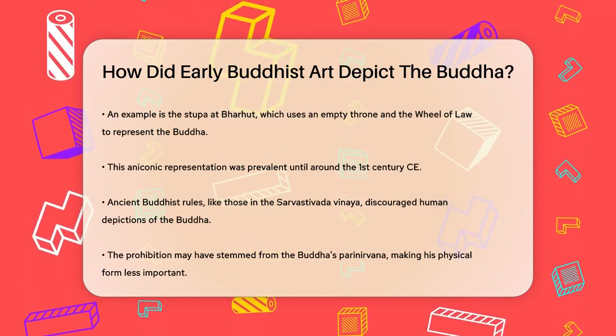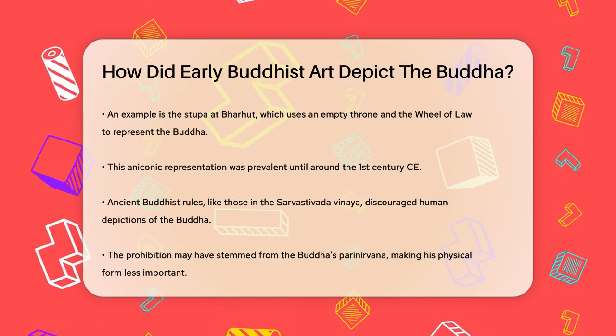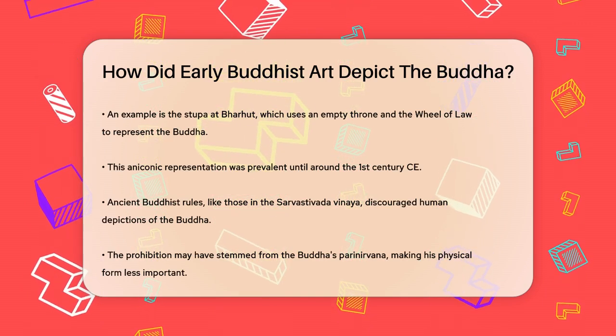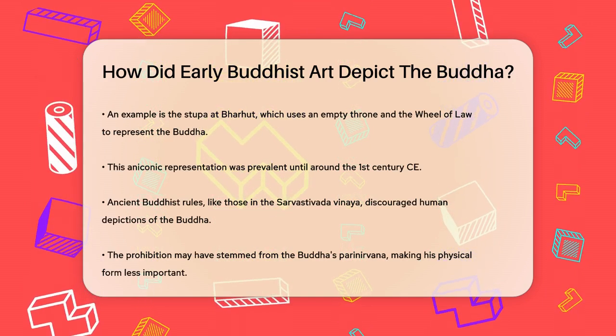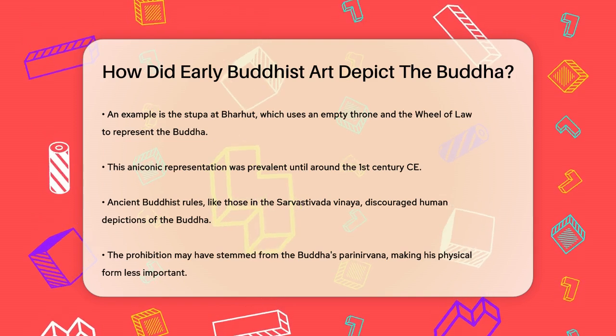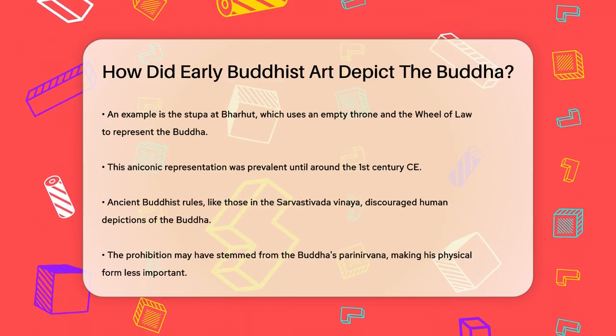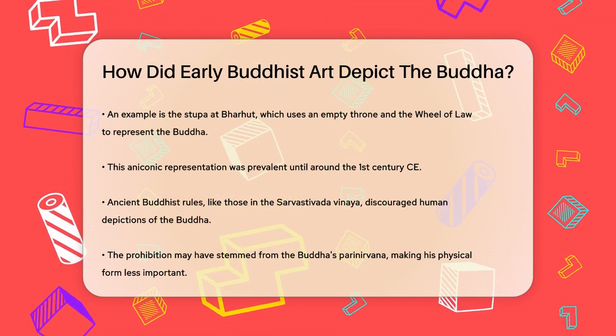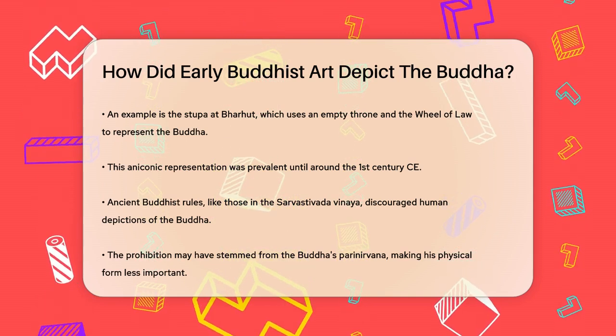These symbols were used because they were seen as ways to indicate the Buddha's presence without showing him directly. For example, at the stupa of Barhut in India, you can see sculptural friezes that depict scenes from the Buddha's life, but he is represented by an empty throne or a wheel signifying the wheel of law. These aniconic representations were common until around the 1st century CE.